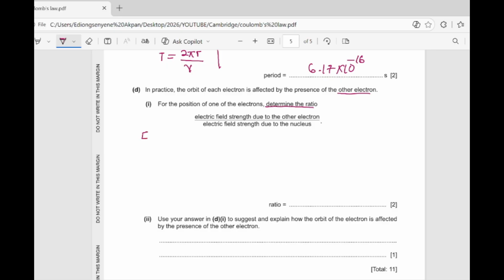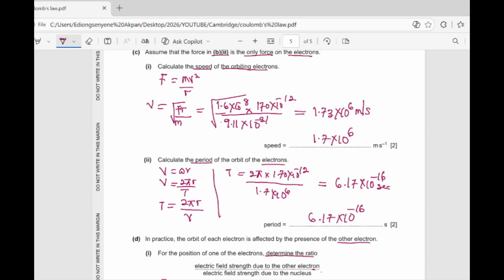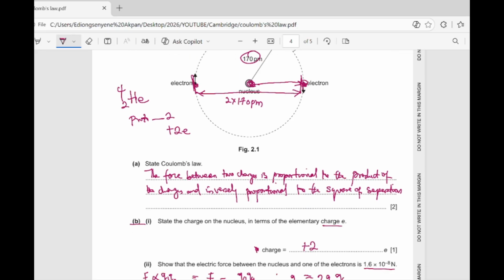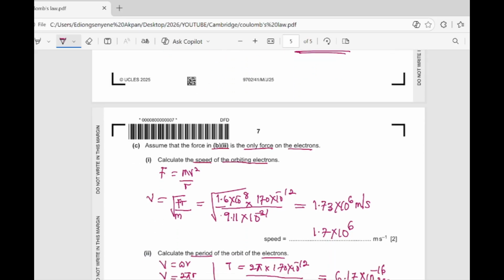Now, it's important for us to remember that electric field strength is force over charge. When we want to calculate the electric field strength due to the other electron, we will find the force between this one and this one. If we are to find that, the distance here will be twice what we were looking at, 2 times 170 pm. From there, we use that to find the force for the two electrons.